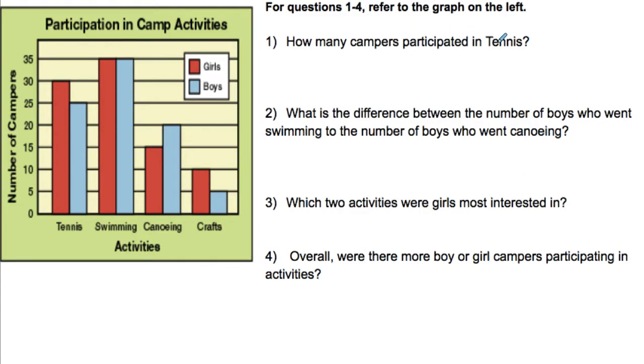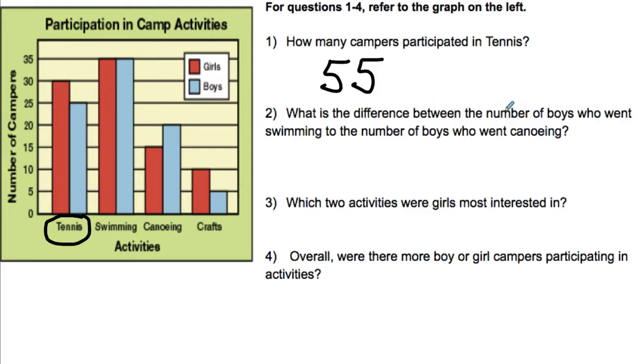How many campers participated in tennis? Okay, well, here's tennis, and I want how many campers, so it's going to be girls and boys. So girls, 30, boys, 25. I'm going to add that together. I get 55. Okay, so 55 campers participated in tennis.